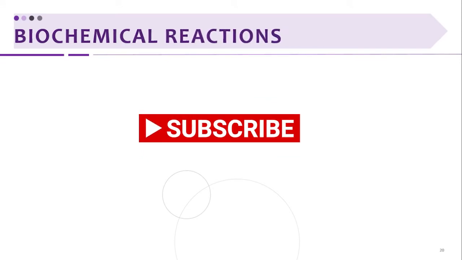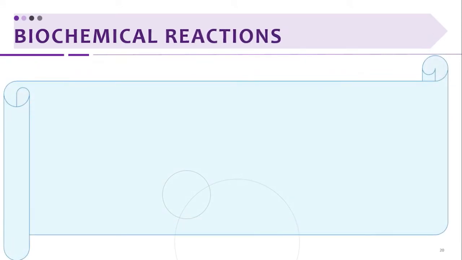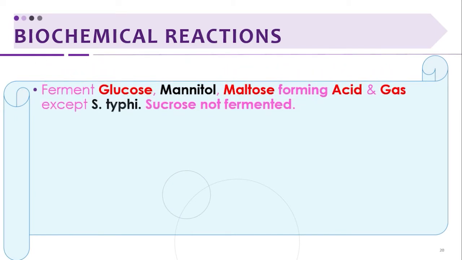Now we will see about the biochemical reactions of the Salmonella. First, we will see the fermentation of various sugars by the Salmonella species. They are able to ferment glucose, mannitol, and maltose, with the formation of acid and gas. But the exception is S. typhi, which ferments these sugars with acid production only, while the other species, particularly the paratyphi species, ferment these sugars with the production of acid as well as gas, but S. typhi ferments with acid production only.